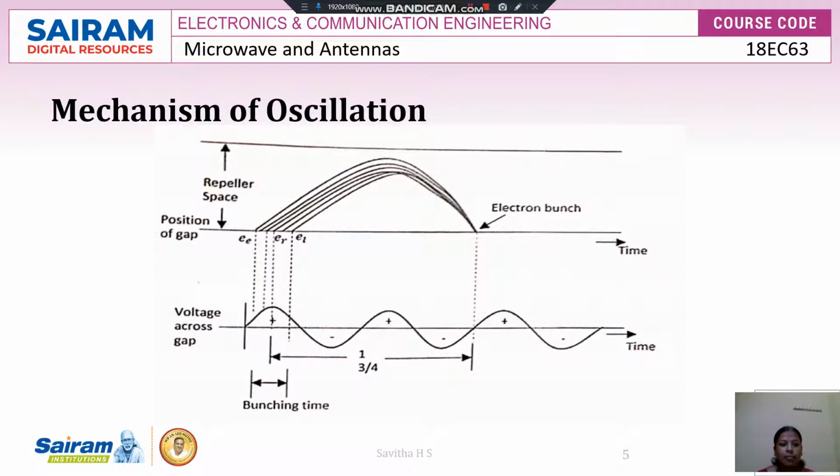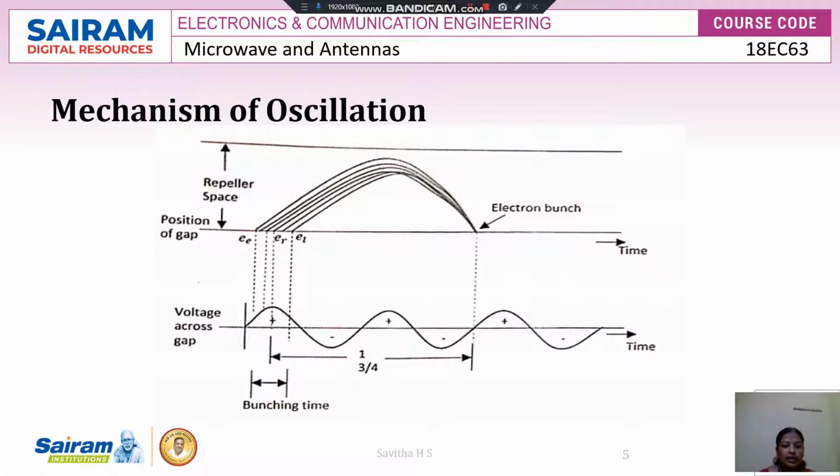Now we'll see the mechanism of oscillation, as shown in the figure. The operation of the reflex klystron is understood by some assumptions. The electron beam is accelerated towards the anode cavity. So let us assume the reference electron, ER, crosses the anode cavity but has no extra velocity, and it repels back after reaching the repeller electrode with the same velocity.